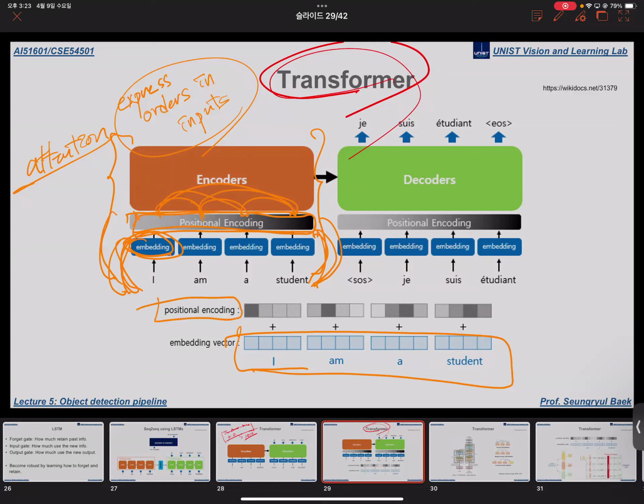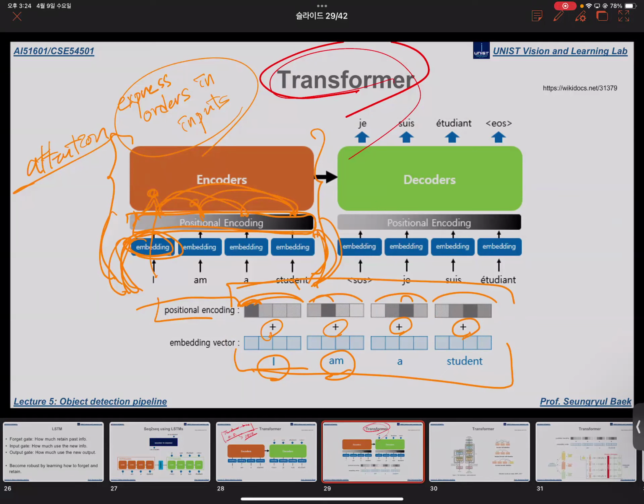Positional encoding looks like this. It has some encodings like this. So I is the first word, and its position is activated on the first, leftmost side, and M is the second word, so this is activated. So their position is activated in the positional encoding. They are summed to the original word vector and then input into the encoder.